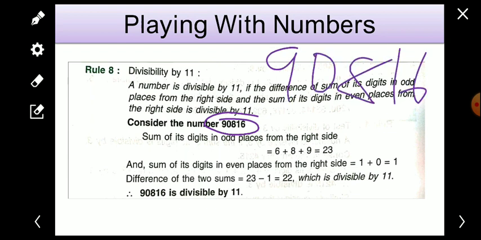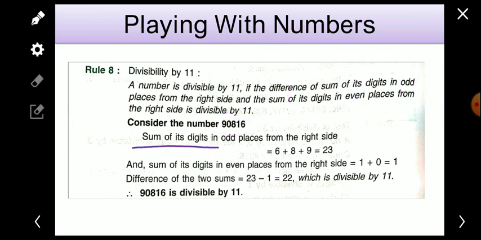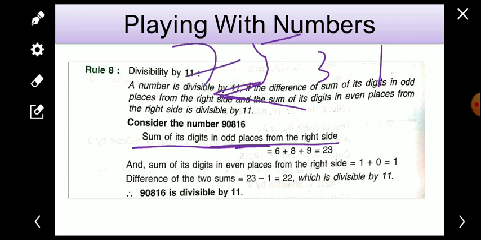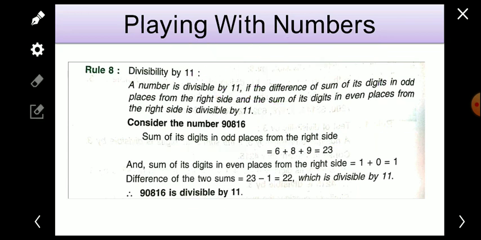The rule is that at first we'll find the sum of the digits in the even places and odd places separately. So sum of the digits in the odd places from the right side. Okay, odd places means the place 1, place 3, place 5, place 7, like this. So here we can see that at the first place 6 is there. It means at the one place 6, and at the third place 8 is there, at the fifth place 9 is there. Means at the odd places these digits are there, 6, 8 and 9. So we will get the sum of the digits which are in the odd places. So we have got 23.